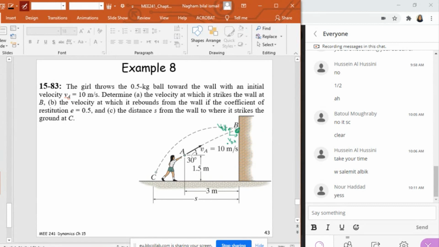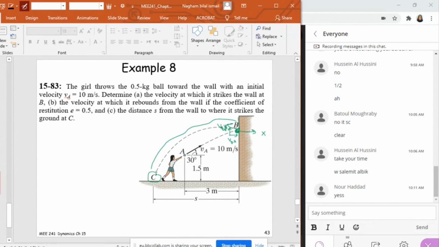And then, whenever I know the components of the velocity of B just before collision, I know that this is an oblique impact, because this is the plane of contact, which means this is the line of impact. However, B is coming with an oblique velocity that is not collinear with the line of impact, which is x. So whenever I know the velocity of B just before collision, I can find the velocity of B just after collision, which is the velocity at which the ball rebounds from the wall. Then I can also apply projectile motion between B and C to find the coordinates of C. So I have AB, a projectile motion, then at B an oblique impact, and then BC, another projectile motion.